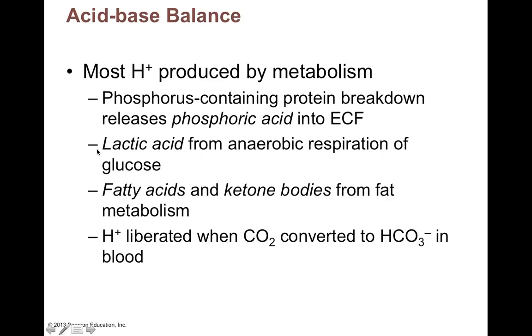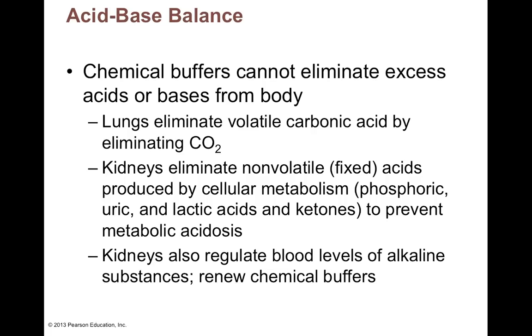Well, remember, we've got three lines of defense. Our first line of defense, you guys, is the chemical buffers. Chemical buffers don't eliminate the acids or bases. They just attenuate their effect on your pH. What a buffer does is absorb excess acid or release acid. I'll give you guys an example. If your blood were too acidic, the buffers in your blood can absorb that excess acid, and it keeps your blood from getting more acidic, because they're preventing it from further acidifying your blood.